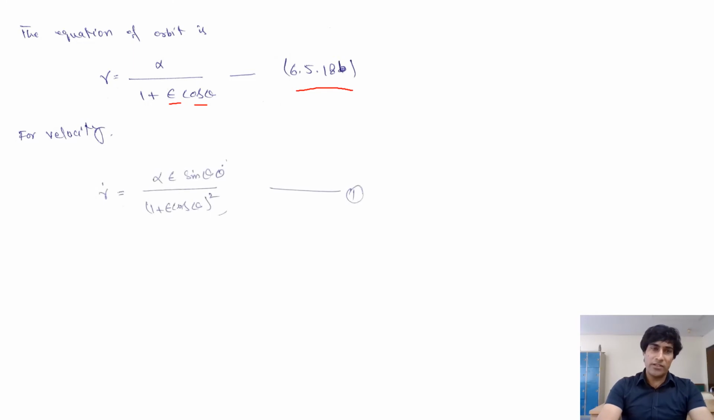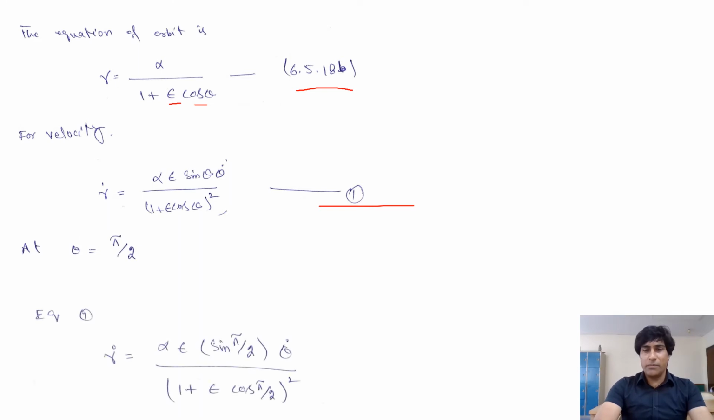For velocity, we have to take the derivative of equation 6.5.18. Its derivative is r dot equals alpha e sin theta theta dot divided by (1 plus e cos theta) whole squared. This is equation 1, where we just took the derivative of the orbit equation, at theta equals pi over 2.